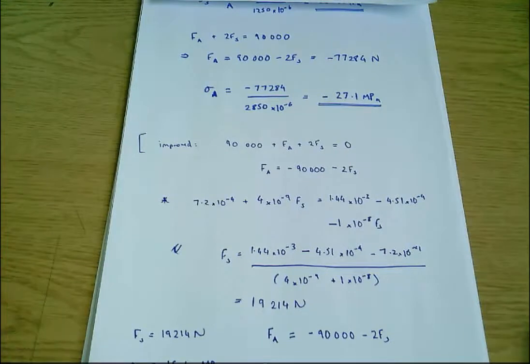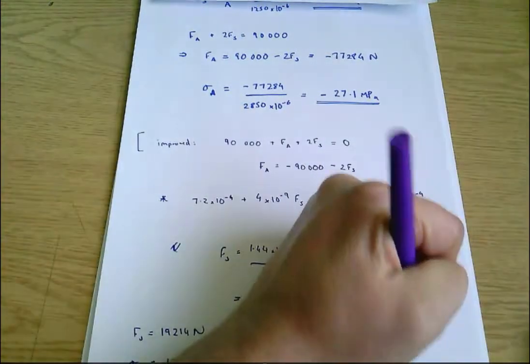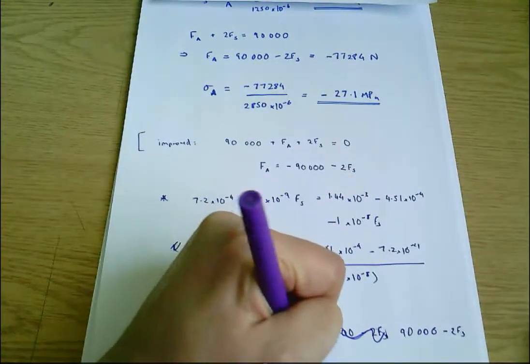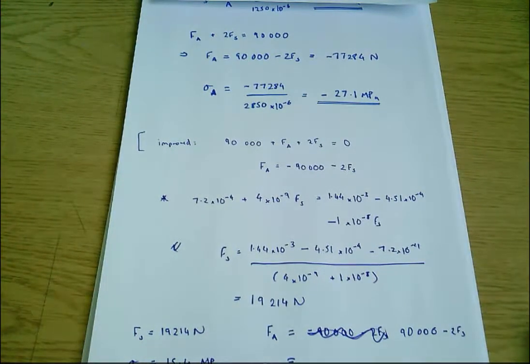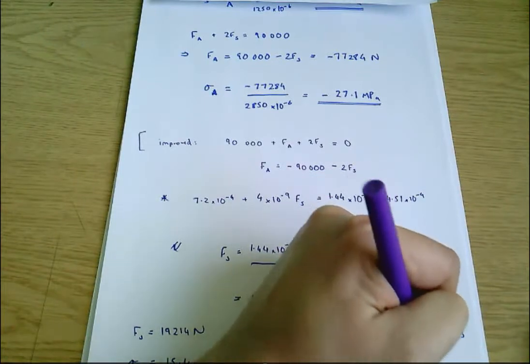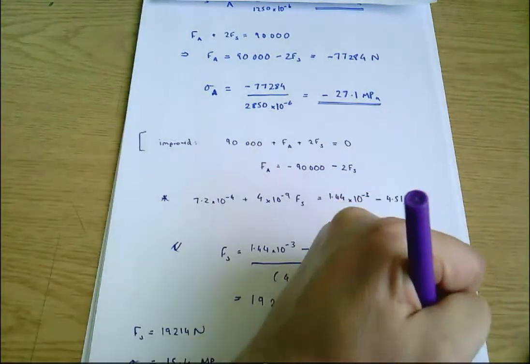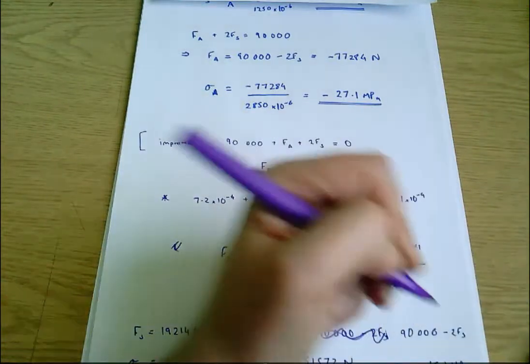So getting these forces the right way round is tricky. I guess what should be happening somehow, I think the correct answer is going to be that Fa equals 90,000 minus 2Fs here. This is what I feel comfortable with. 90 minus 2 times 1, 9, 2, 1, 4, and that's 51572 newtons, and therefore the stress in the aluminium is that force divided by the cross-sectional area, and that comes out to be 18.1 megapascals.